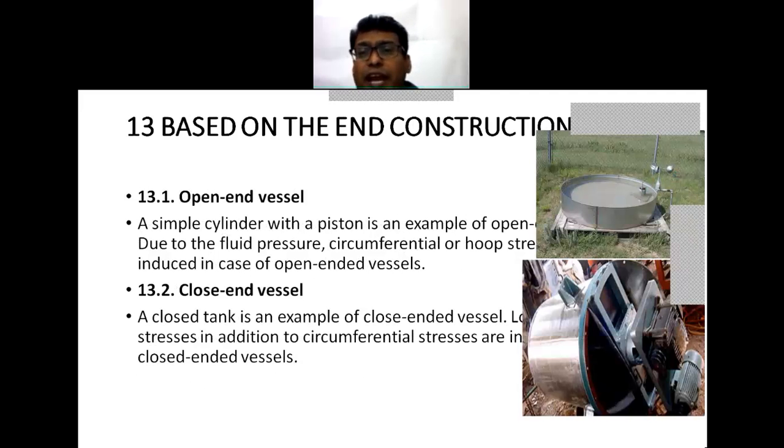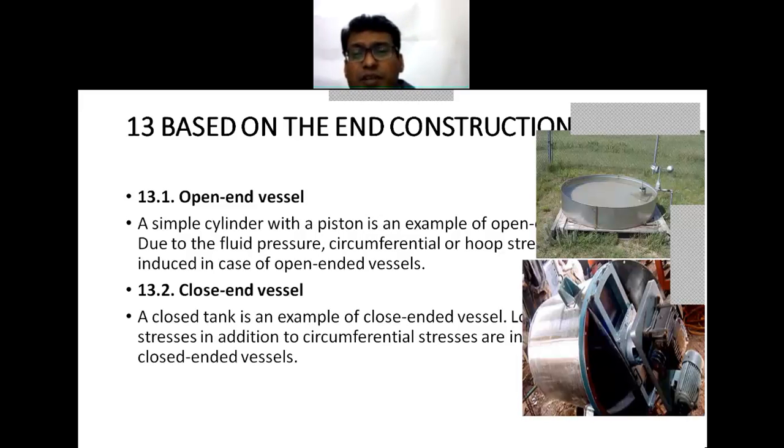The next, based on the end construction, the open end vessels and closed end vessels. Mostly it is the closed end vessels which are used in the chemical industries, so that the vapors of the valuable chemicals will not go to the atmosphere and will avoid contamination in the atmosphere. But the open end vessels are those in which water is generally the solvent, or only such chemicals that are not affecting the environment can be used.